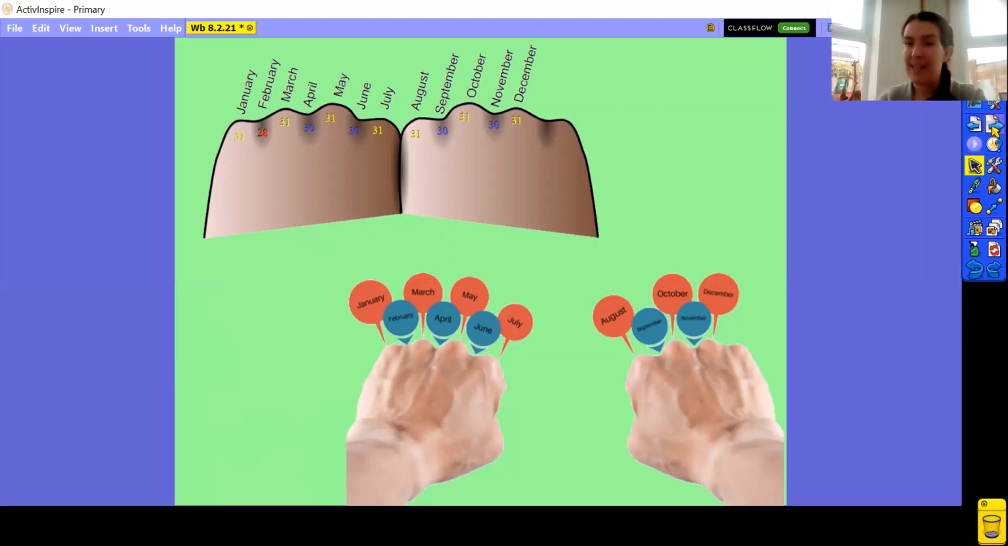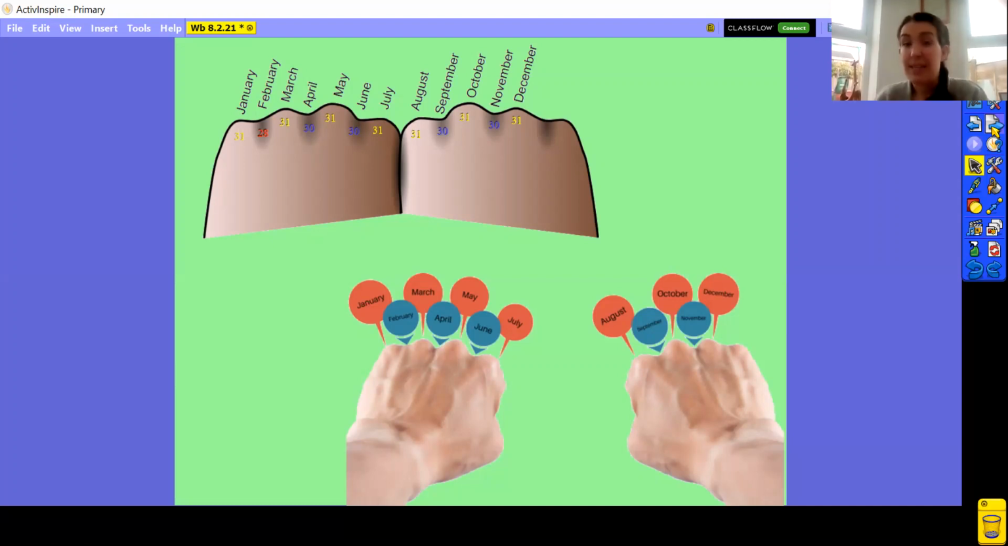February then is that little dip in between your first two fingers. And that tells us a month with less days. And we know 28 because it's the odd one out. March, again, is a knuckle. So it's 31 days. April, again, is in a little dip in between. So it's 30 days. And it keeps going on. May, 31. June, 30. July, 31. And then for August, you move on to your next knuckle to show 31 again.